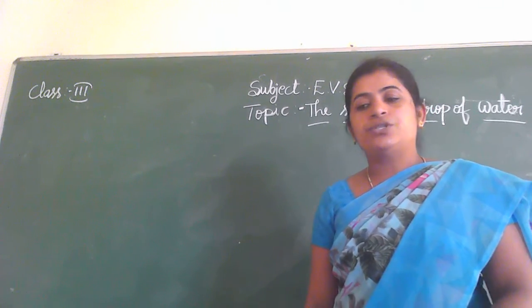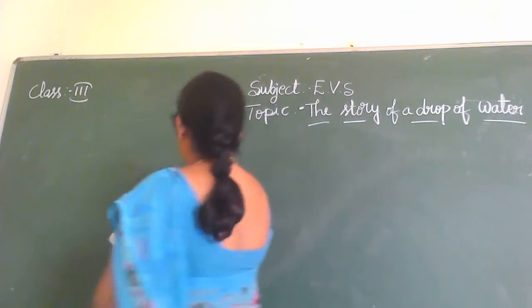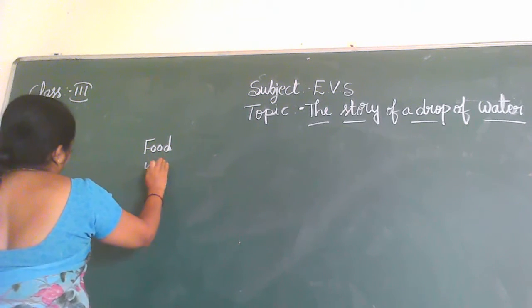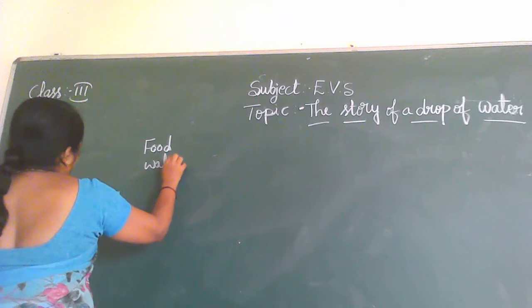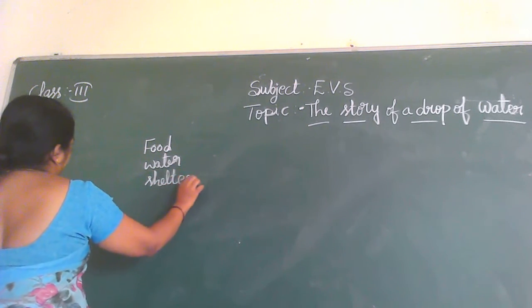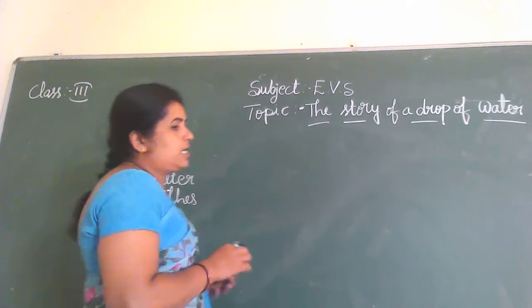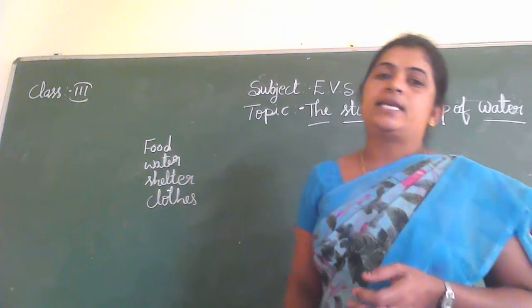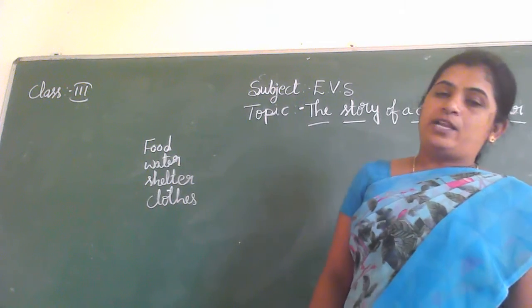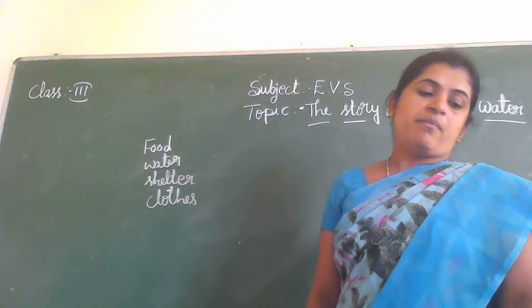Name some basic needs, children. Yes, food, water, shelter, and clothes. These are the human being's basic needs. So animals and plants also need water. Water is one of our basic needs.